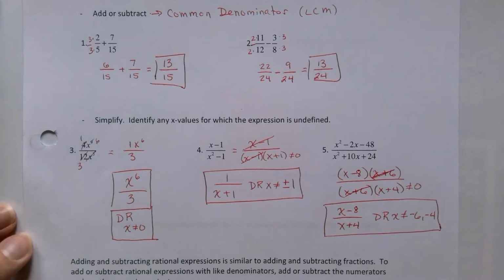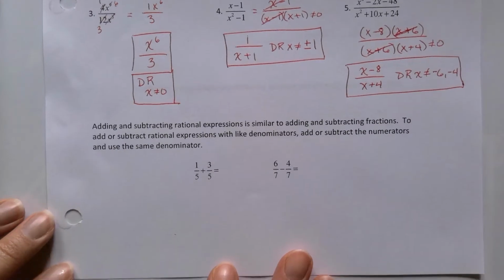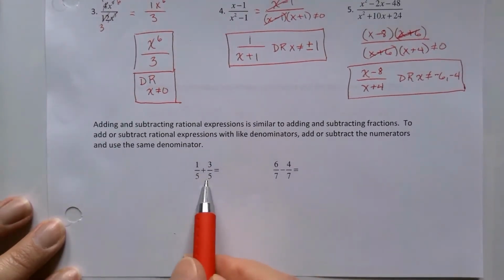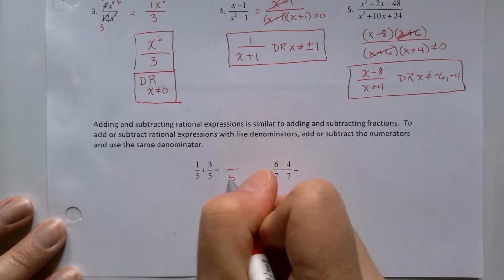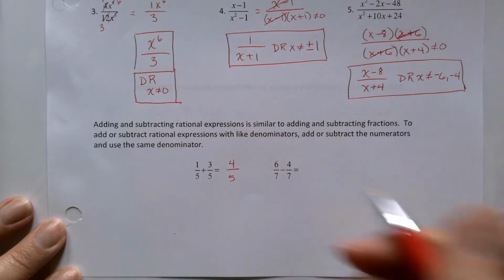Okay, so we're going to bring it back to something basic again. We're going to add or subtract rational expressions with similar or common denominators. So these are really easy. We just keep that common denominator. I don't have to do any extra work, and we add the numerators. And it doesn't reduce, so my answer is just 4/5.